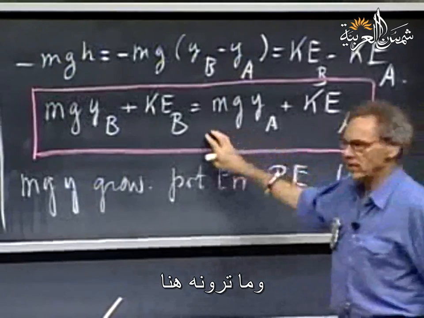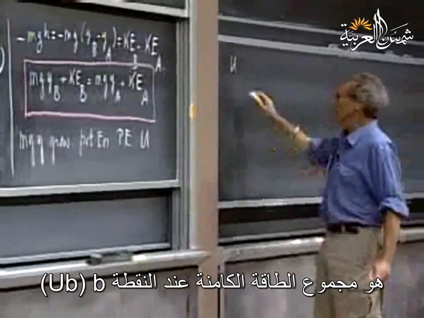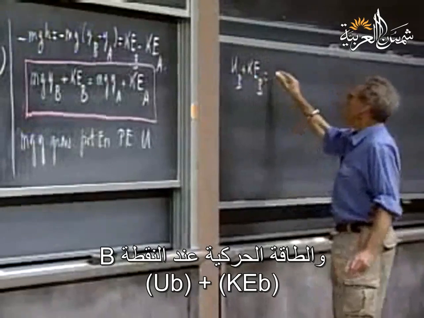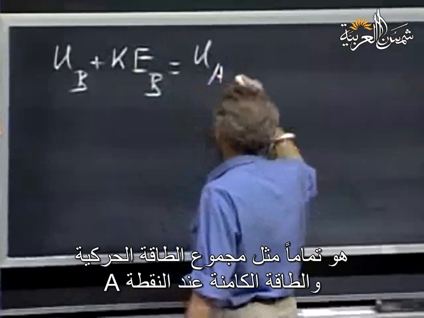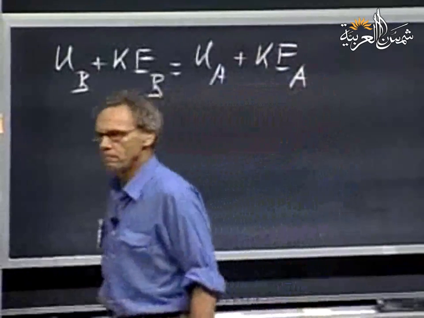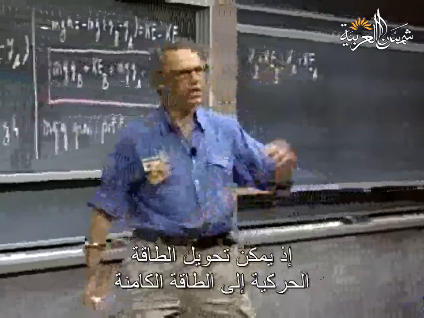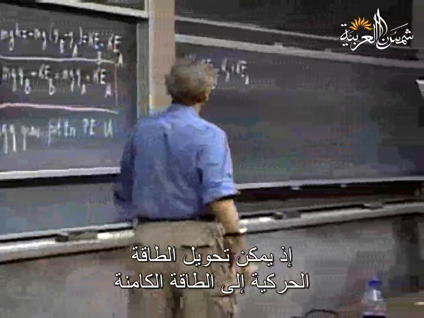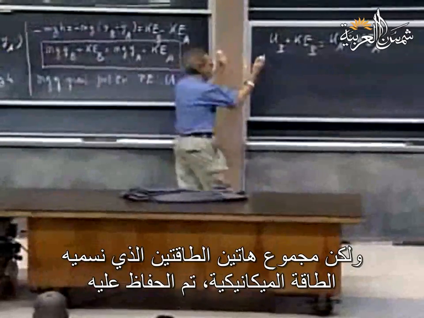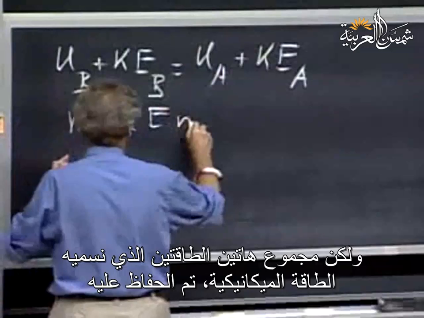And what you're seeing here is that the sum of potential energy at point B and the kinetic energy at point B is the same as the potential energy at A and the kinetic energy at point A. One can be converted into the other and it can be converted back. Kinetic energy can be converted back to potential energy and potential energy can be converted back. But the sum of them, which we call mechanical energy, is conserved.